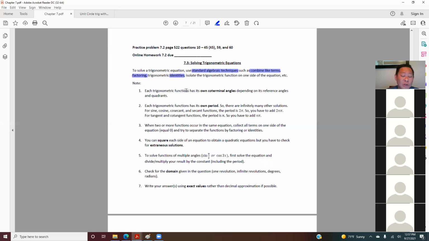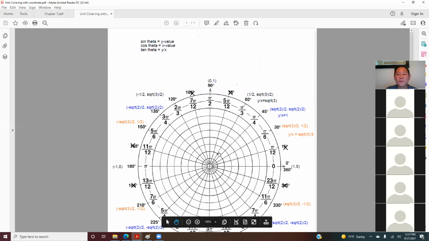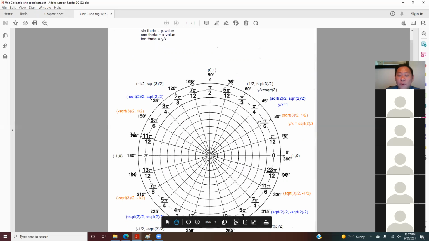So what you need to do here is watch carefully. A few notes you need to watch out for: make sure you know that the trigonometric function has its own coterminal angles, depending on the reference angles and quadrants. Why do I keep stressing this? Because if you look at the unit circle, quadrant one is where all trigonometric functions are positive. Quadrant 2 is only sine and cosecant. Quadrant 3 is tangent and cotangent. Quadrant 4 is cosine and secant positive. So these are the very important quadrants.